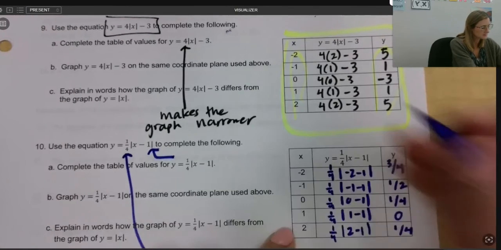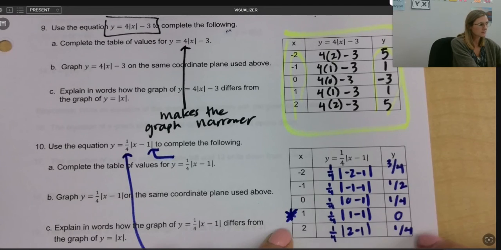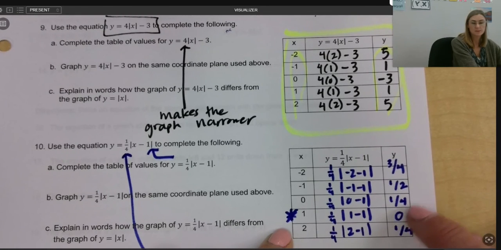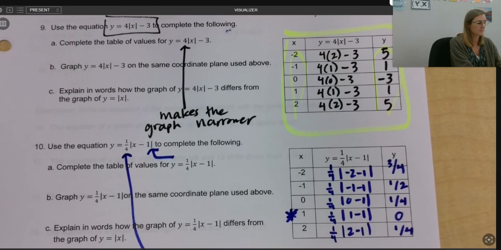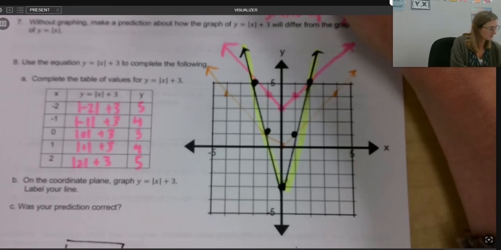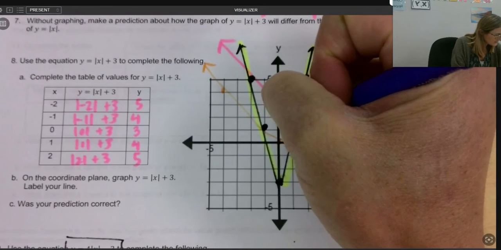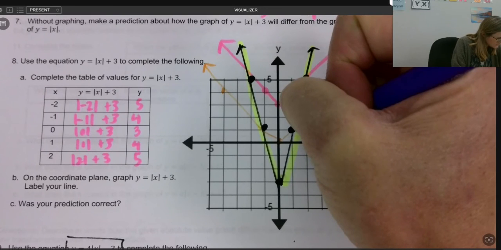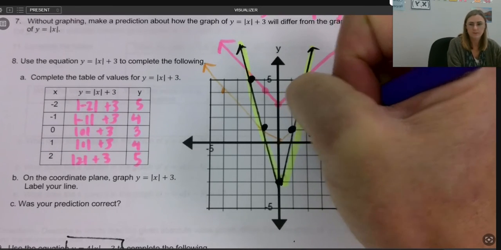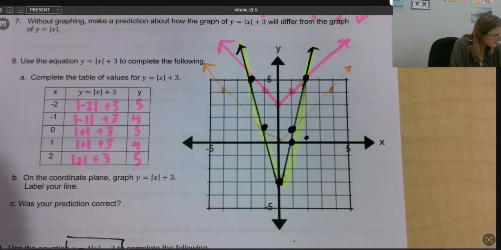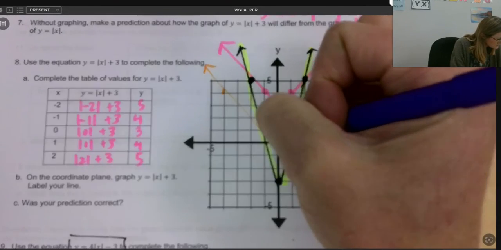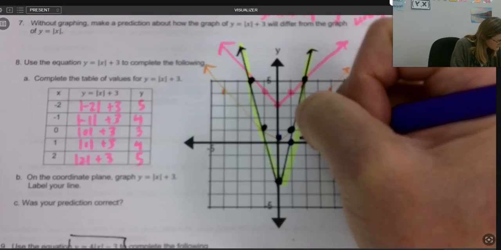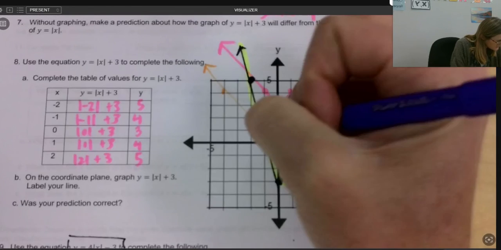And you can probably start to tell that when the symmetry flip-flops, like when we have 1/4, 0 and then we see 1/4 again, this point is going to be the vertex, where your graph comes to that V point. So I'm going to start there at 1, 0 and graph these points. So I have 1, 0. Then I have 2 and 1/4. And then I have 0 and 1/4. I have -1, 1/2. I have -2 and 3/4.